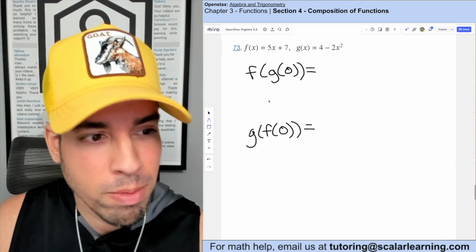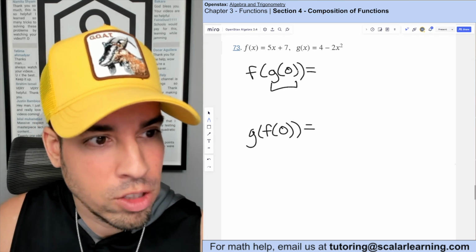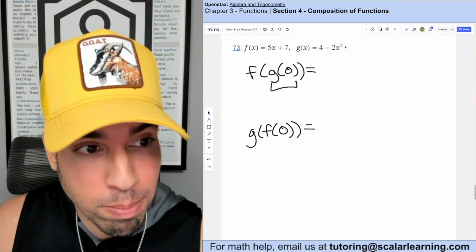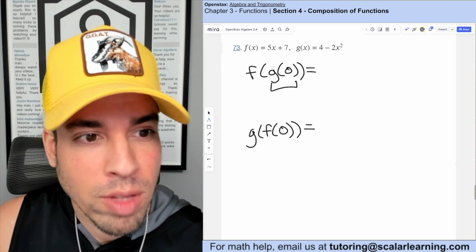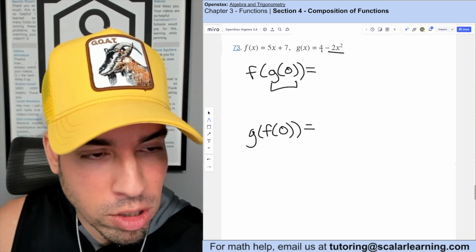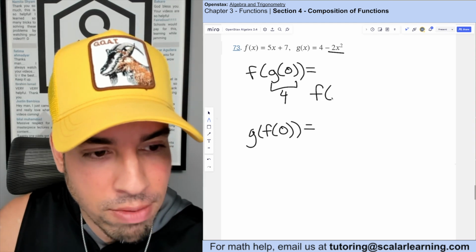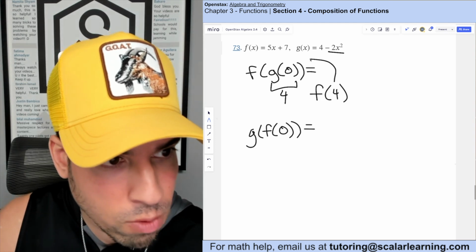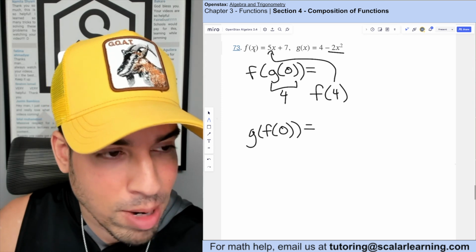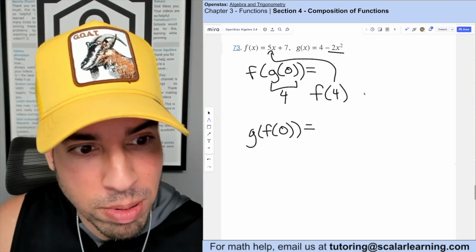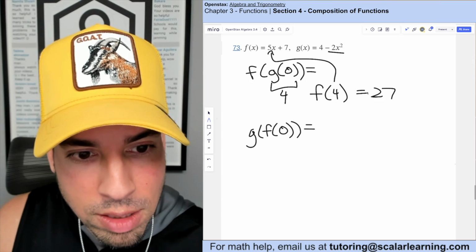So first we're finding f of g of 0. Once again, I want to start from inside and then go out. So what is g of 0? Well, I'm going to take that 0 and plug it in to g of x. So that's going to zero out this entire second part. It's going to be 4 minus 0, which is 4. So then this is going to be, what is f of 4? So I'm going to take my 4 and plug it in for x in my f of x function. 4 times 5 is 20 plus 7 is 27.